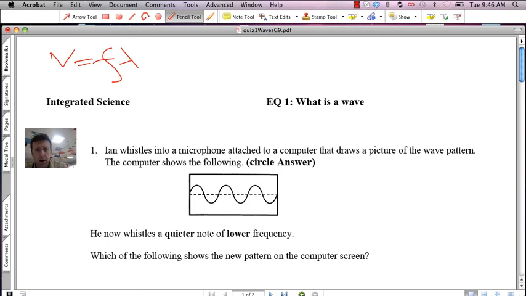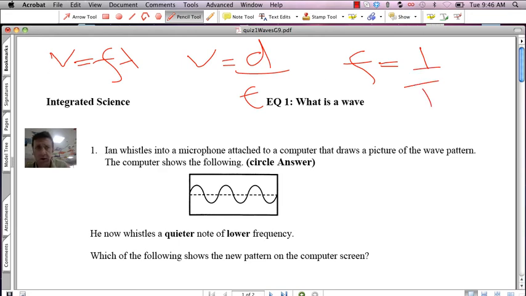Grade 9, I'm going to make a short video going through your quiz to help you with review for your next test. F equals 1 upon t. So here I have three formulas that I'm going to use to help me solve problems in this quiz.